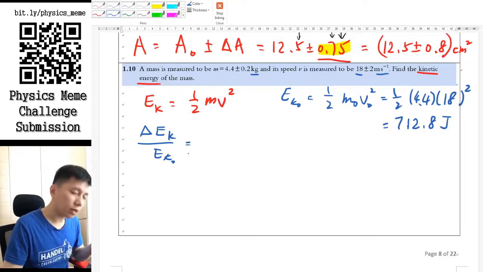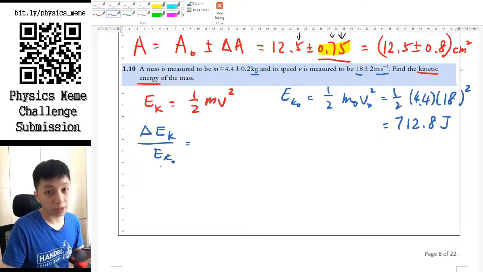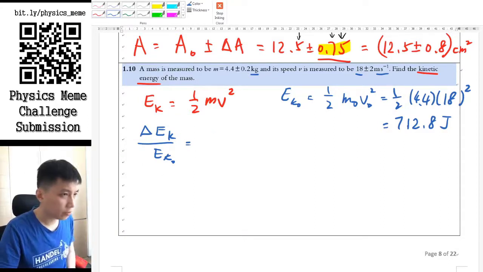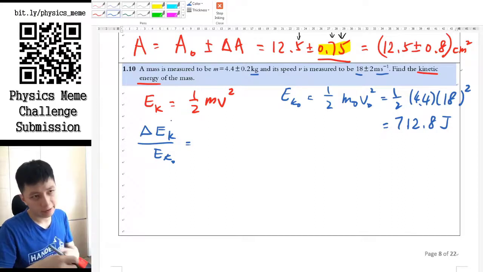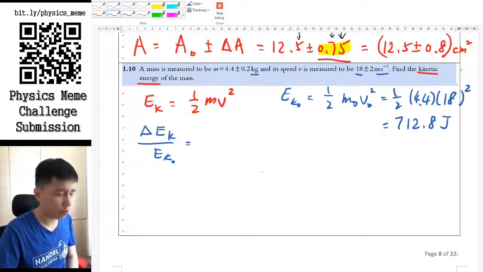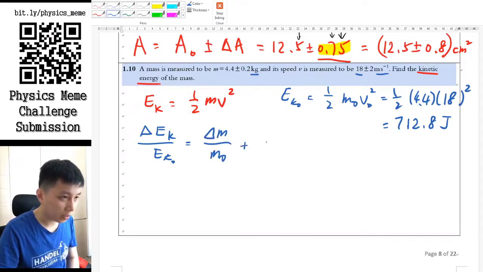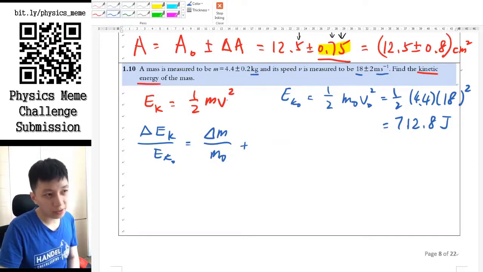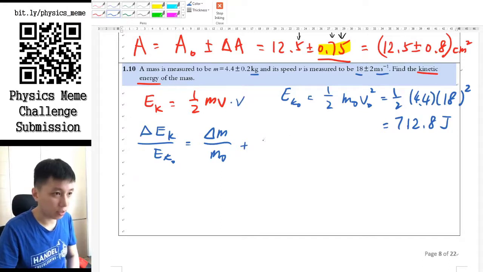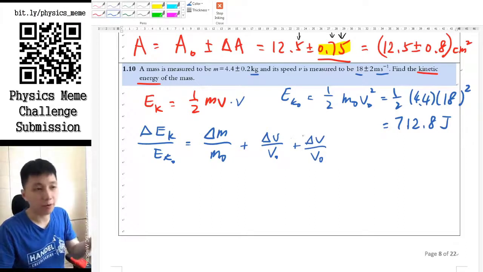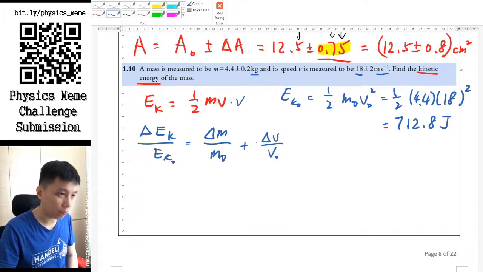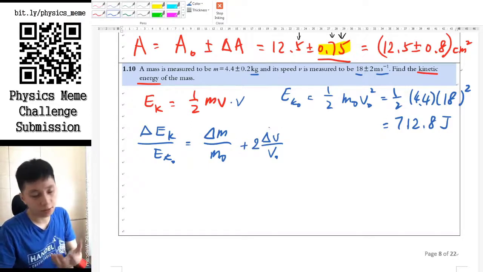And then you can move on to calculate the uncertainty by using the equation again. Ignore the 1 over 2 because it's not something that you measure in the experiment. So you start with delta m over m log. And then you can think about v squared as v times v here. So then you have delta v over v log plus delta v over v log, which ends up with the equation we just proved. Of course, I will do it this way because I'm lazy.